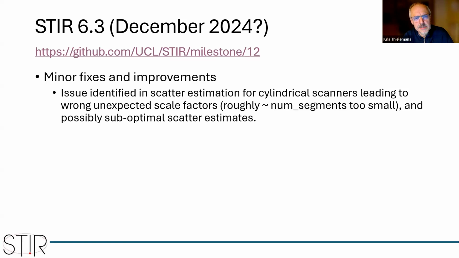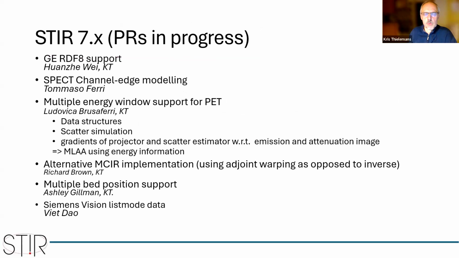Well, not really in the tail fitting. It explains a problem in the tail fitting for the scatter estimation for cylindrical scanners. There will be an issue on it soon, and we have a fix. So that will clear up some problems that we had with unexpected scales and maybe also some problems in the scatter estimate. This was a regression, a bug that was introduced 2 years ago, unfortunately. So we'll fix that soon, and therefore the 6.3 release will hopefully not wait for too long.